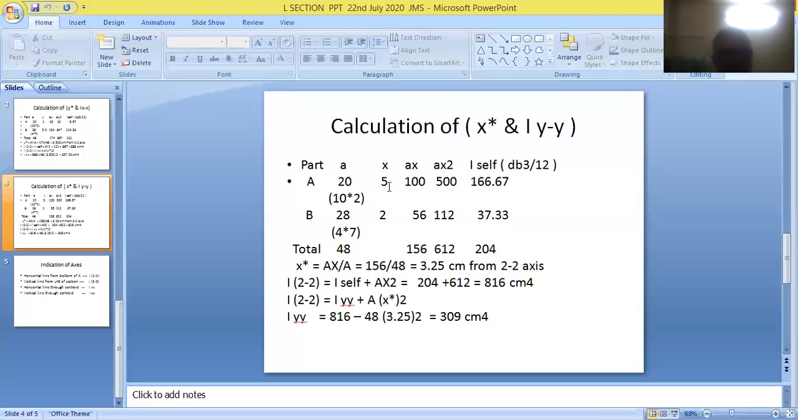So it is taken as X1. X1 has to be taken as 5 centimeters as far as this problem is concerned. And similarly, my dear friends, this second component, the vertical component, it is also resting on two axes.